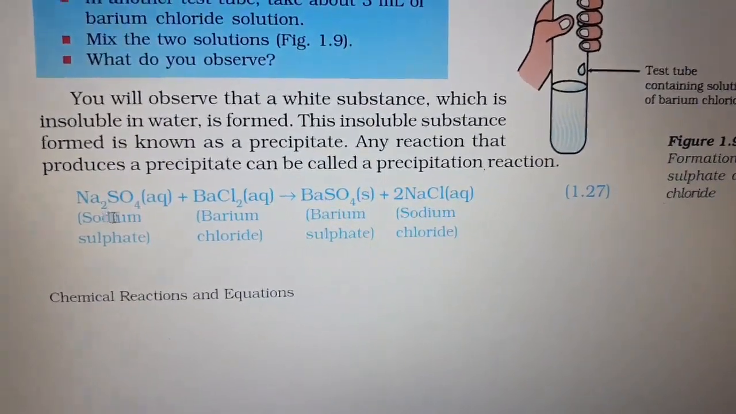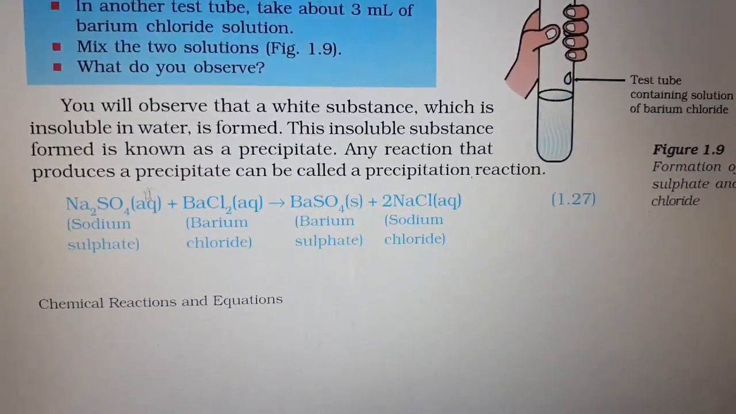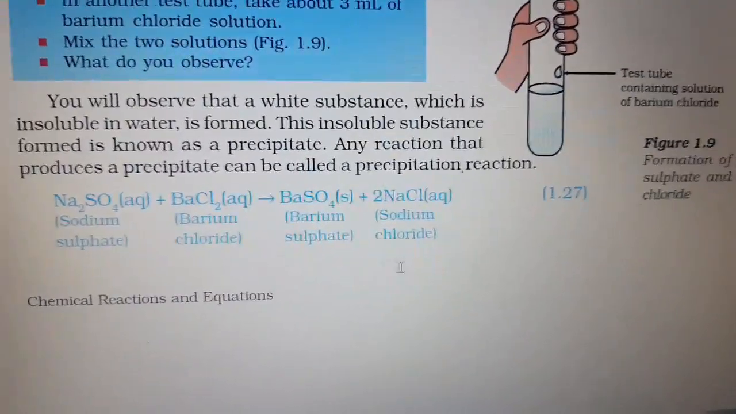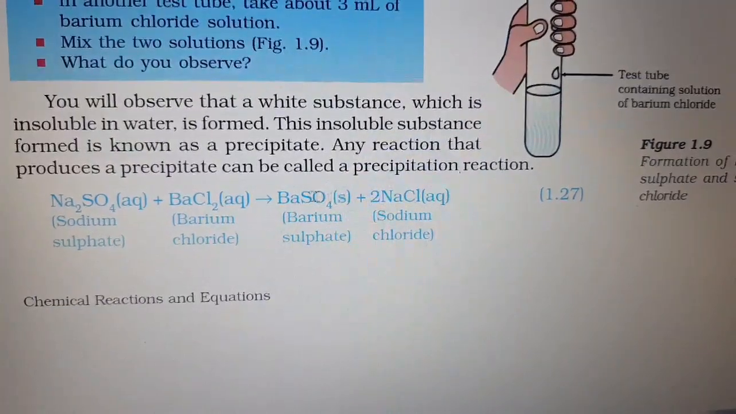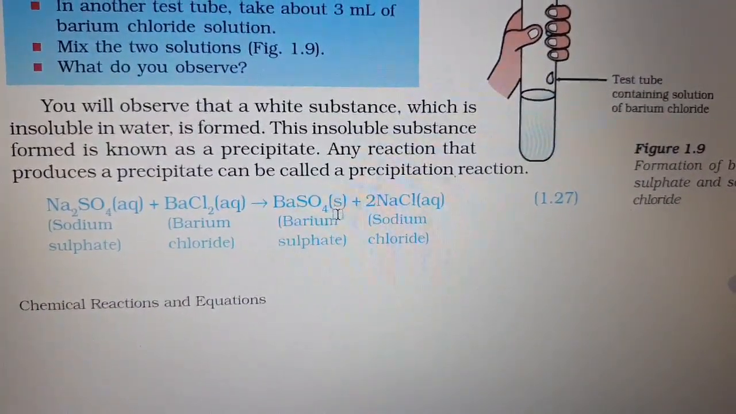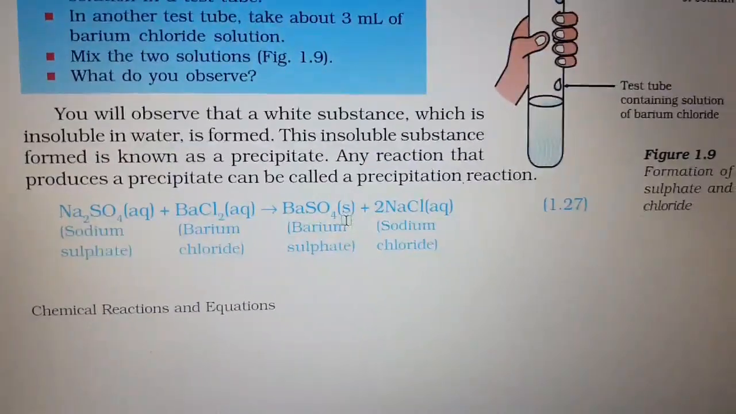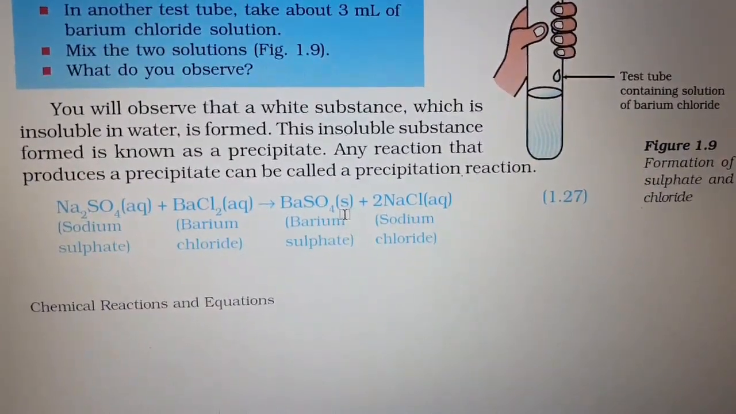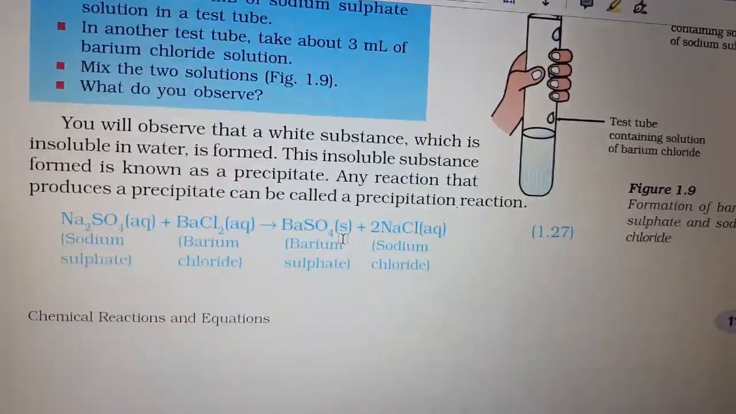So you can see here Na2SO4 and BaCl2 solution was initially taken. Now BaSO4 will be formed and NaCl, that is sodium chloride, common salt. You can see here the states also. This BaSO4 is in solid state, and solid means precipitate. Basically precipitate in chemistry means the undissolved substances which get deposited at the bottom of the test tube. Those are called precipitate.